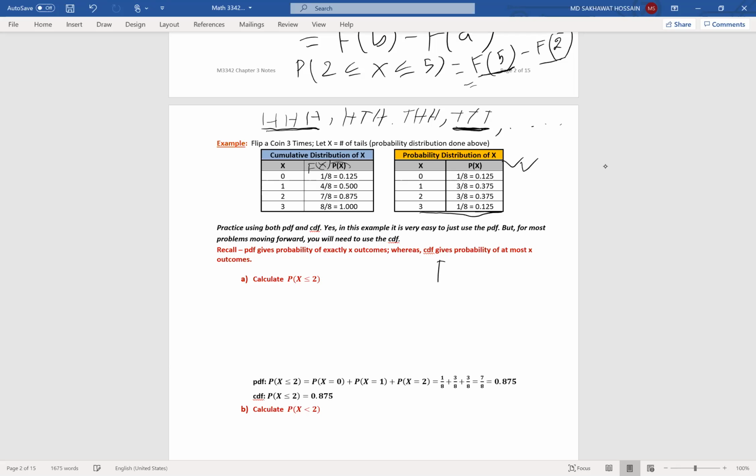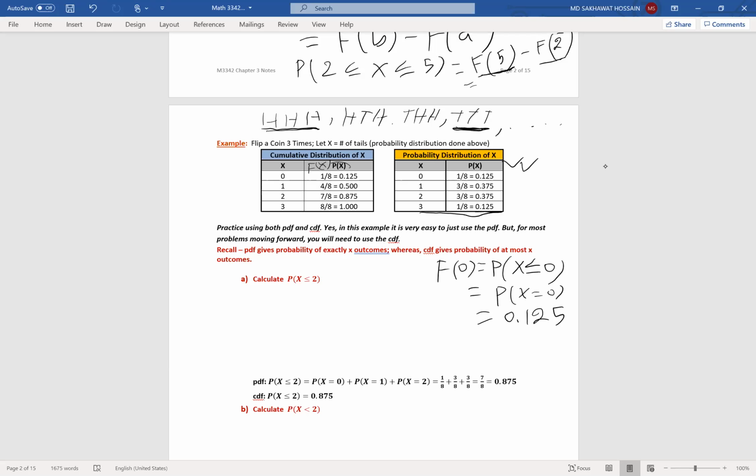So how do we calculate the cumulative probability? If we want to find F of 0, this is probability of X less than or equal to 0. How many values of X do we have here which are less than or equal to 0? We have just one value, right? So it will be just probability of X equal to 0, and in the probability distribution, when X is 0, the probability is 0.125.